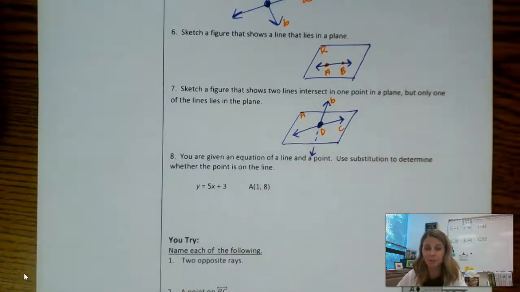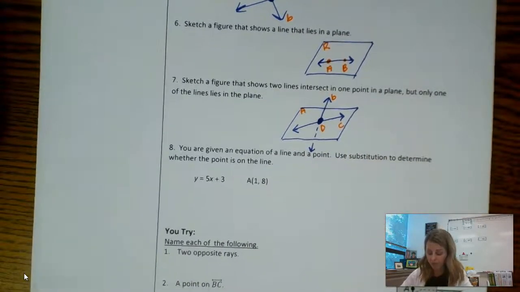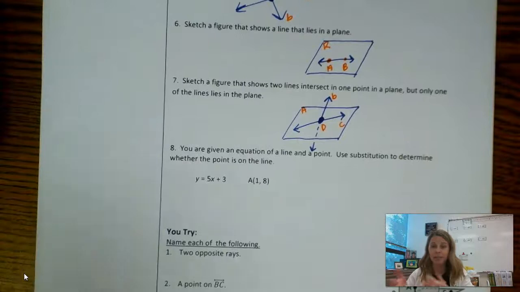So this is more of a two-dimensional figure. So if you only have one item in a plane and you need another item to intersect it, it's got to come from a different direction and be two-dimensional.